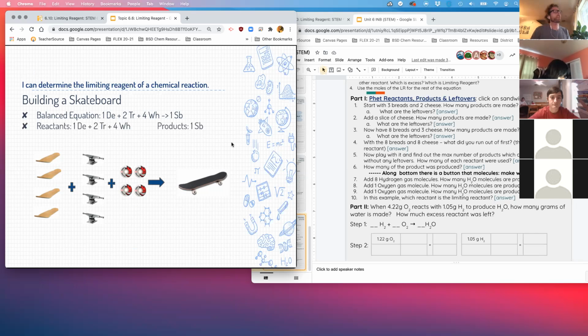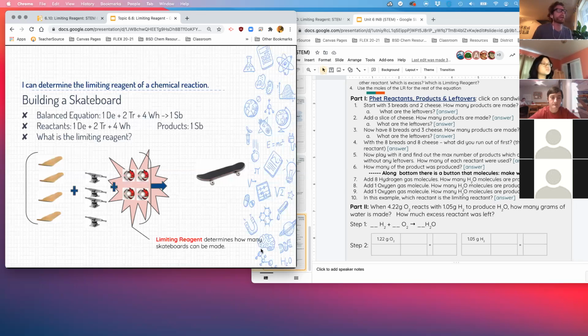So then I asked myself, well, why not? I got 4 decks here. I've got 4 trucks. Well, that's because we don't have enough wheels. The wheels become the limiting reagent. It determines how many of the complete skateboards that we can make.